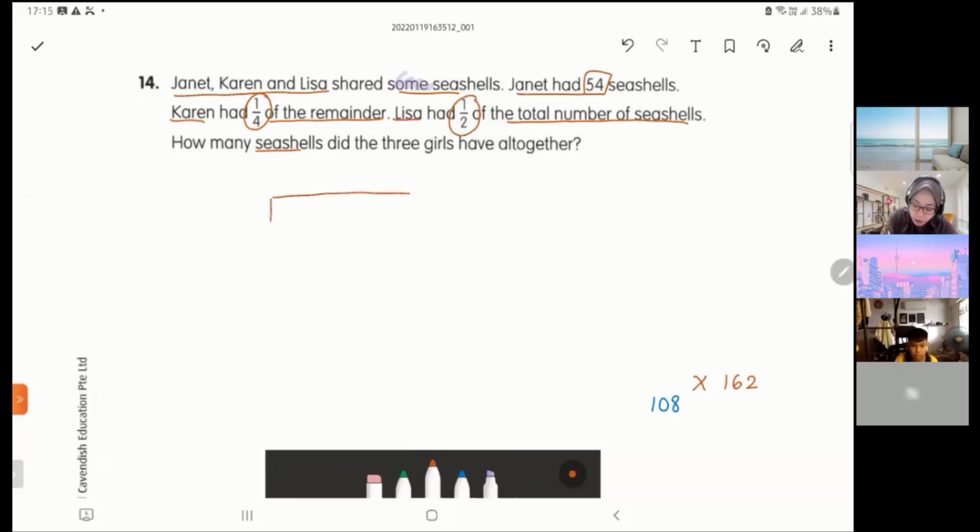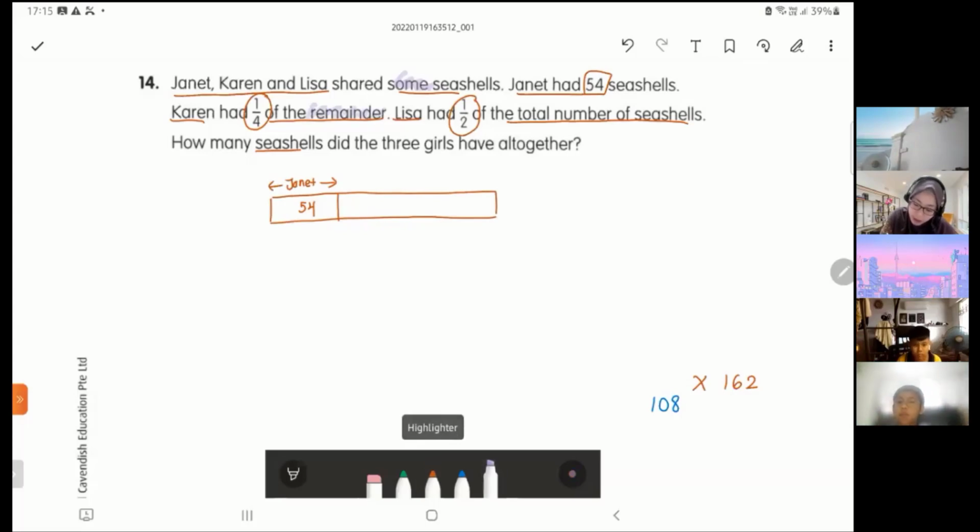Let's draw this long. Okay, then I know Janet has 54. Let's say I cut this portion for Janet. Okay, and this is 54 and this is Janet's. All right, then I have the remainder. Am I right? I have the remainder. Where is the remainder? This portion is the remainder. The one that I did not give to Janet, the balance, is the remainder. This is my remainder.